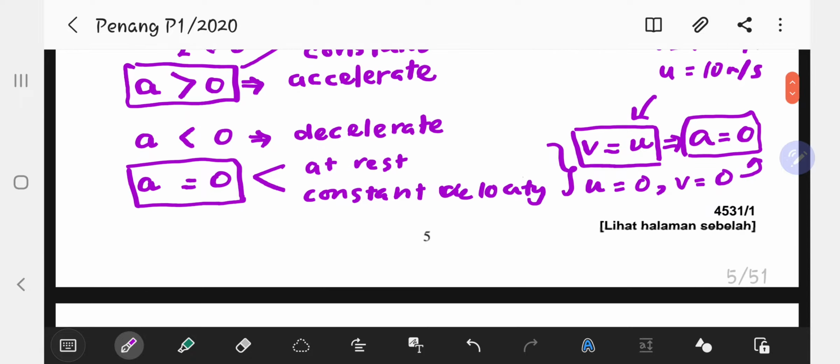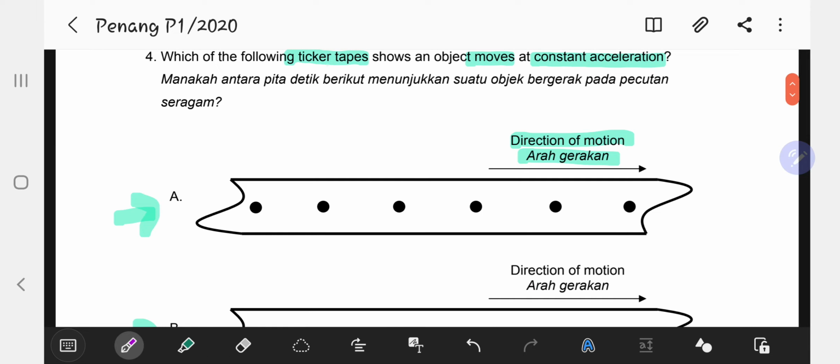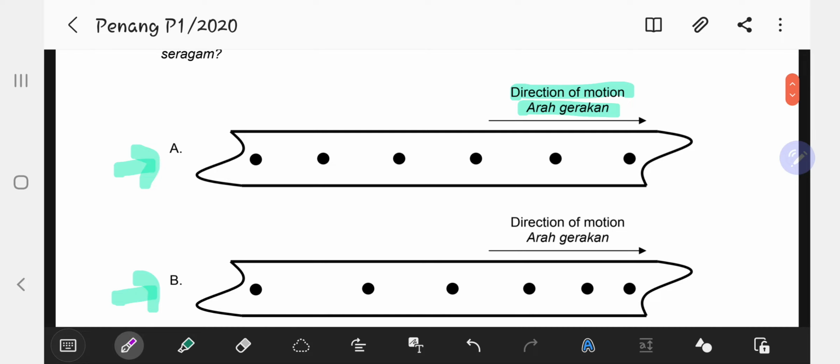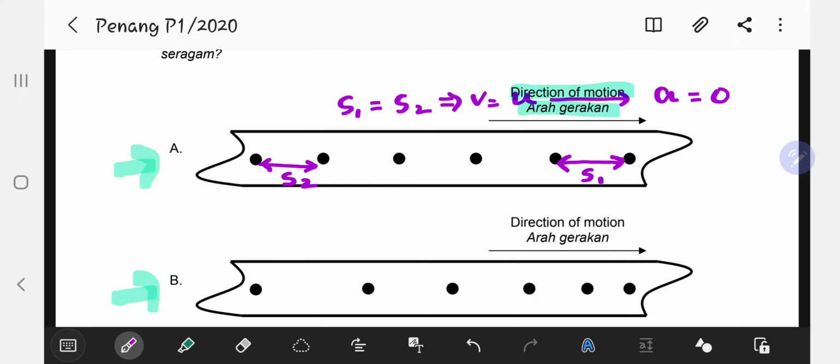Now we look at the ticker tape chart. Here, you can see the distance between the dots. This is the displacement. Let's say I put here S1, and this one is the last dot, so this is S2. You can see that S1 is the same as S2. So we say that V equals U. It means that the object is having acceleration equals 0, 0 meter per second squared. So A should not be the answer.